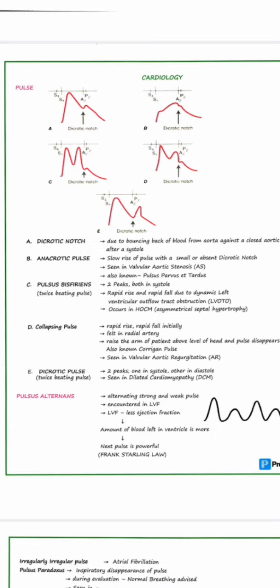Now the fourth one is the collapsing pulse, which is a rapid rise and rapid fall initially. Now we have the final one, which is the dicrotic notch, and now we have the pulsus alternans. This is showing the alternating peaks. These are the weak pulses here.